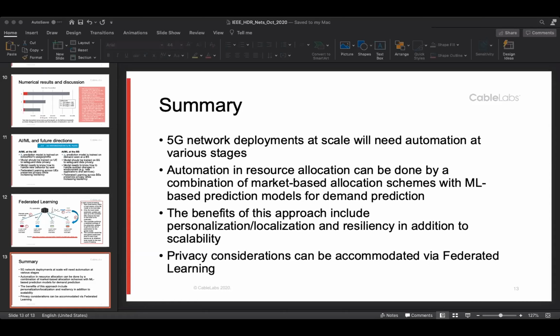All right. Any other question? I have a very quick question. You have a model at the UE and you use the local data at the UE to do the training. I'm wondering whether there is sufficient data for the training at the UE.